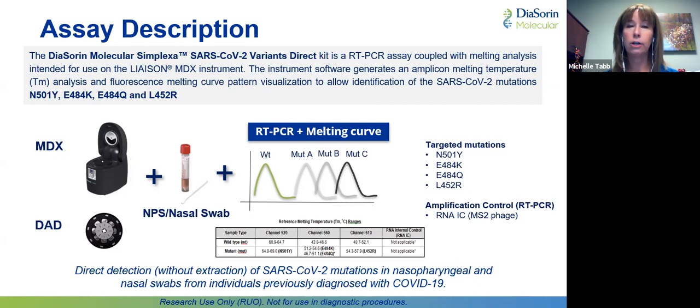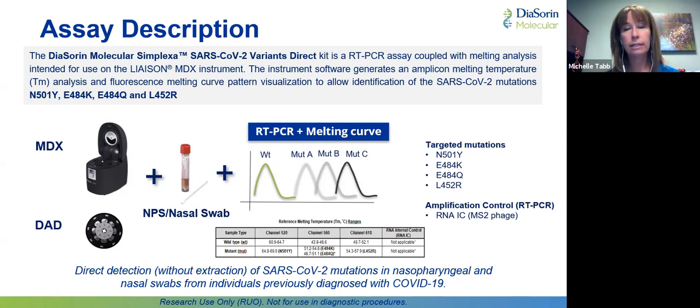So you have our instrument and our direct amplification disk. We provide a test kit with 24 reactions, ready to go reaction mix, as is the format of our other Simplexa kits. And you'll be able to test directly from a nasopharyngeal swab or nasal swab in universal transport media or other transport medias, put into the test, have RT-PCR and melting curves generated, which will then show you if there's the presence or absence of these specific mutations that are associated with variants of interest. So the key here is there is direct detection without extraction of these mutations in NPS and nasal swabs.